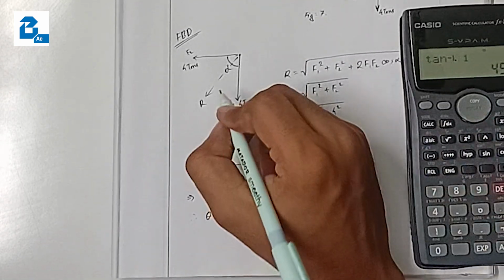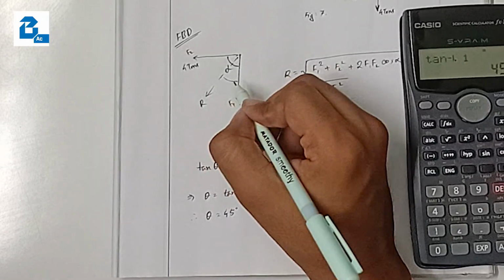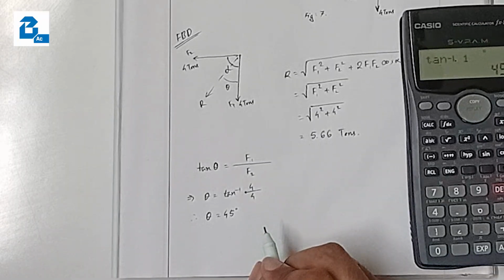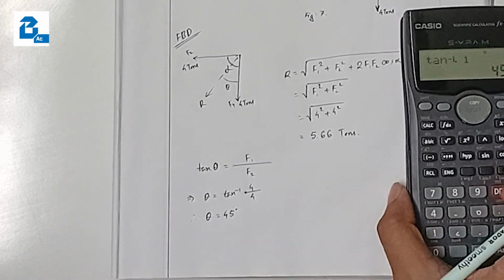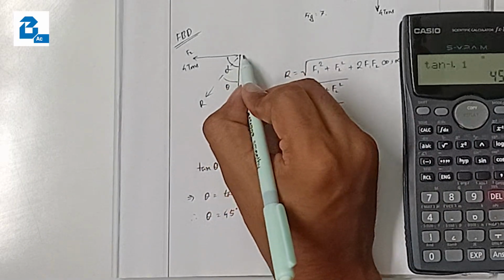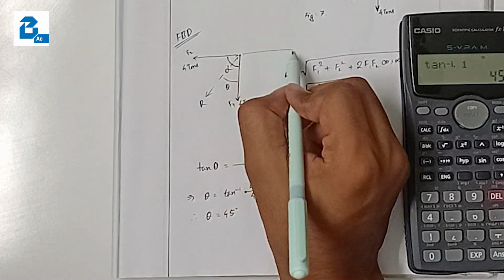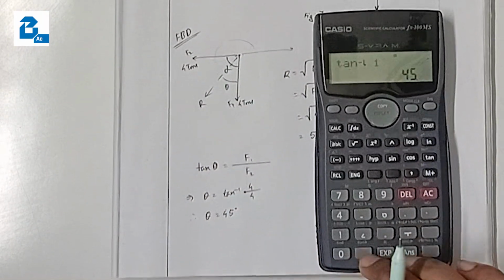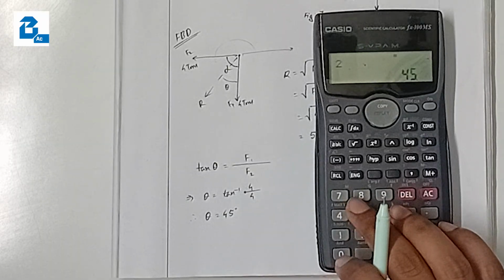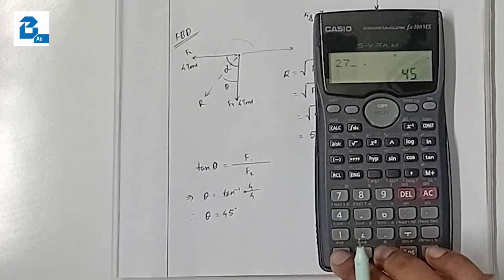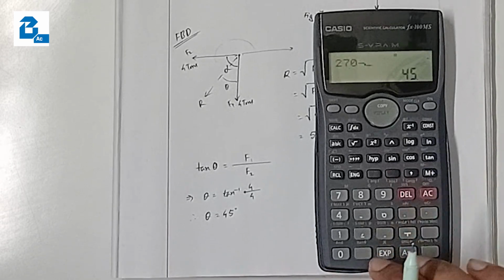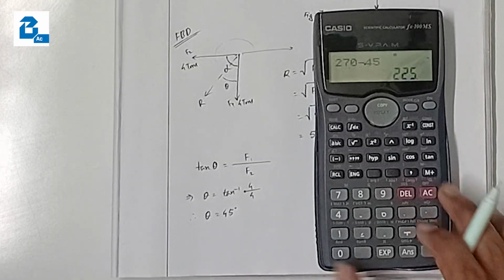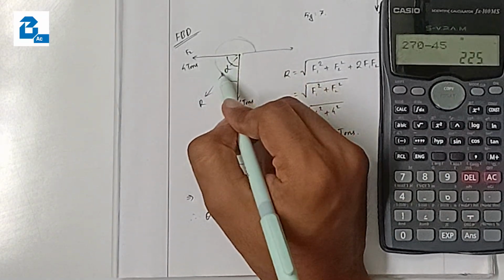So the angle between them, this would be theta, which is 45 degree. And if we assume the angle anti-clockwise from the first quadrant, then we get 270 minus 45 degree. So we get 225 degree, which would be from this portion to this portion.